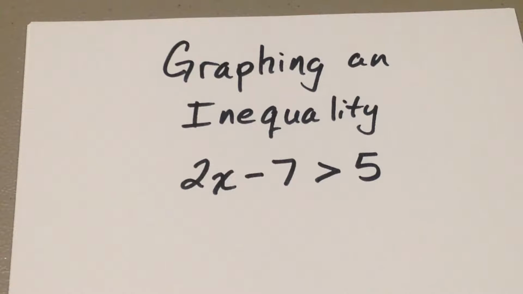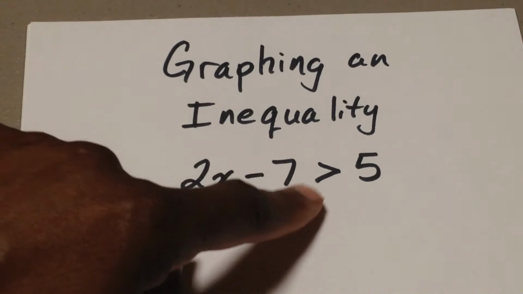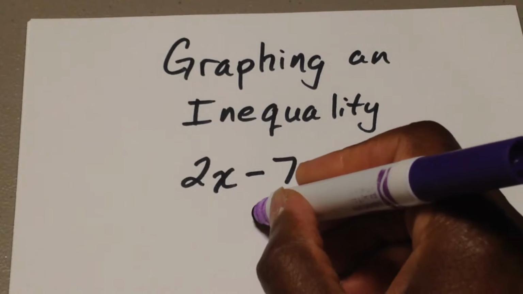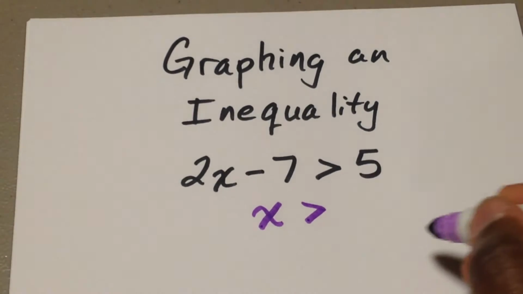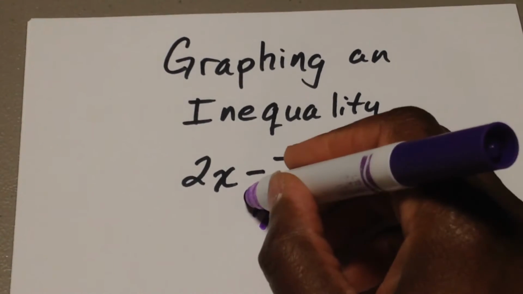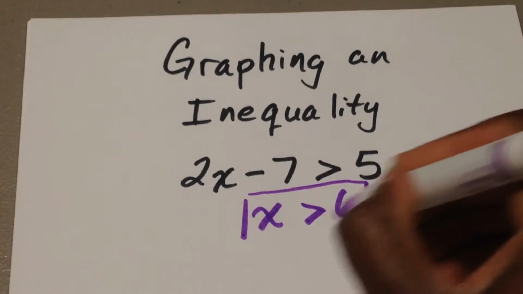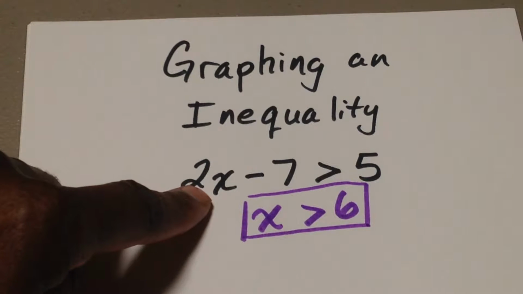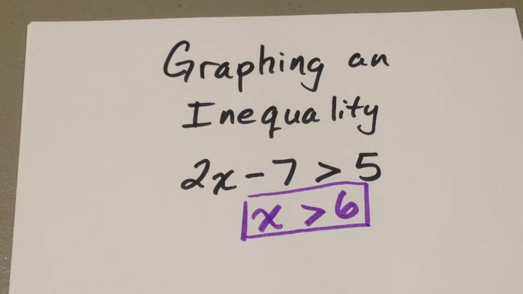Now, we spoke about solving an inequality before, so now we're going to graph that inequality. Here we have 2x minus 7 is greater than 5. We showed that when you solve it, any value of x that is greater than 6 will work in this inequality. So we could substitute the values of x with anything greater than 6. It could be 6.5, 6.7, 7, 8, 9, 10, and so forth.